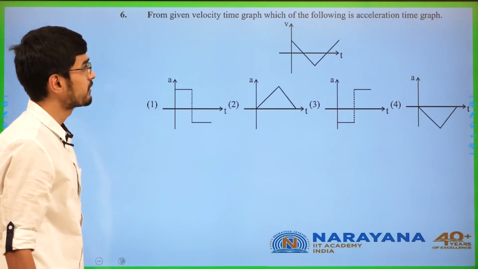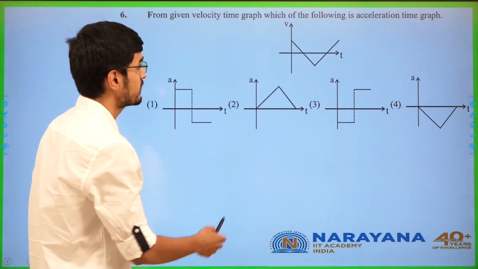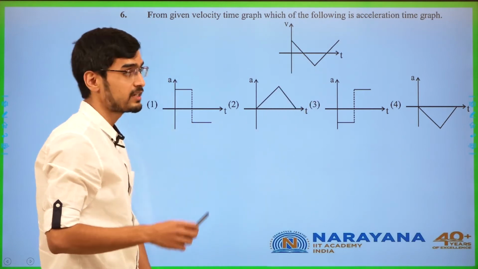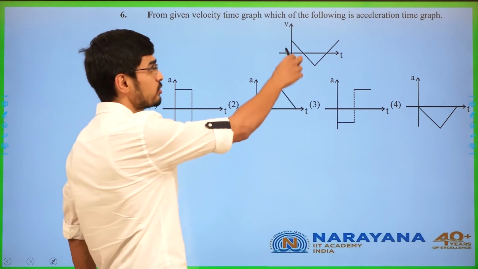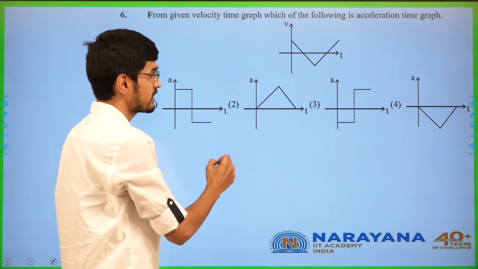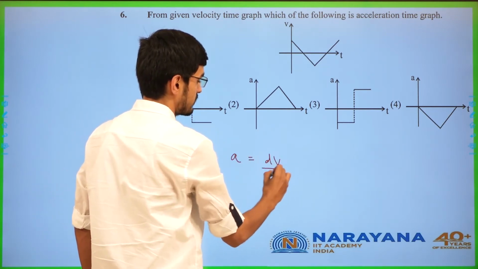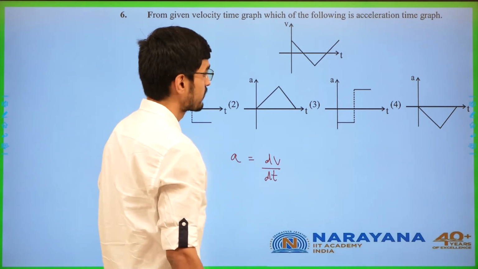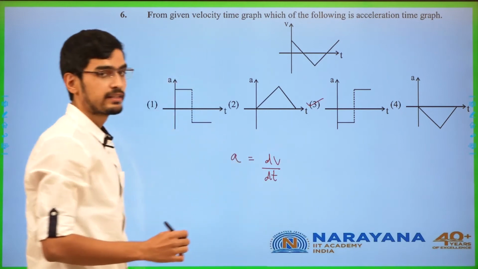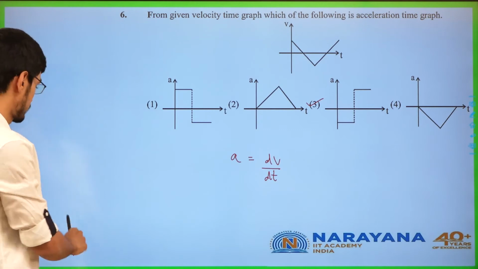From the given velocity time graph, which of the following is the acceleration time graph? We can see that in the beginning, velocity is decreasing with time. The slope of the velocity time graph gives acceleration. So the slope is negative and then the slope suddenly becomes positive after that time. So initially acceleration will be negative and later on positive. We are using this definition to solve this: acceleration is dv by dt. So initially acceleration should be negative, then positive. Only the third option is giving us that possibility, so the third option is the appropriate choice.